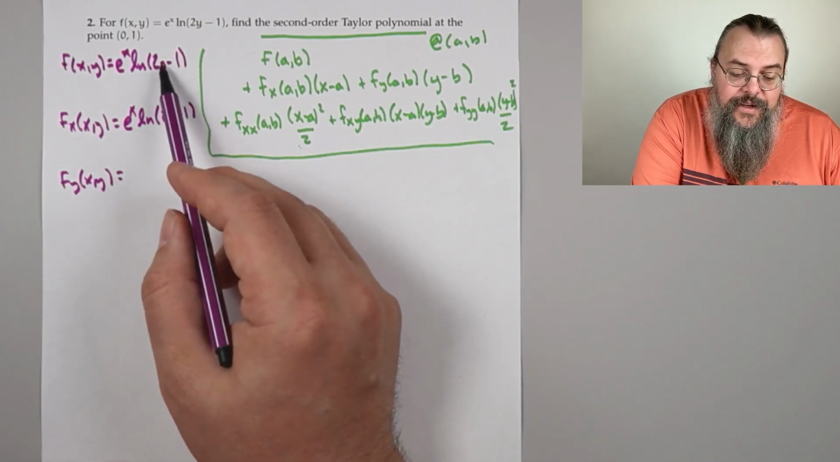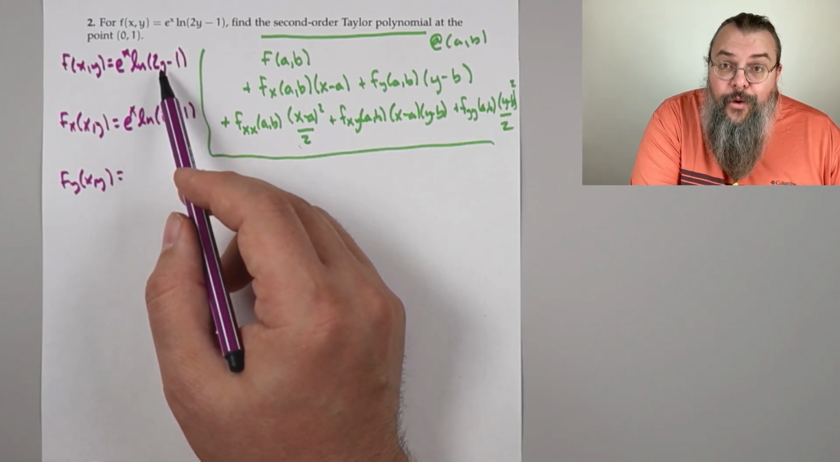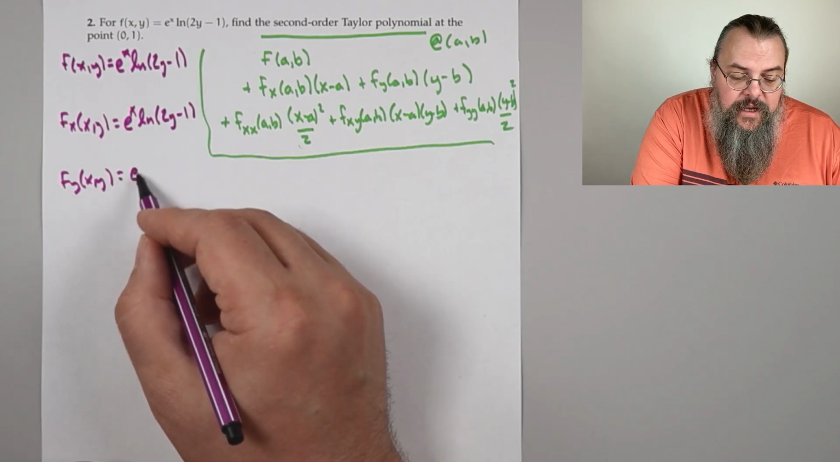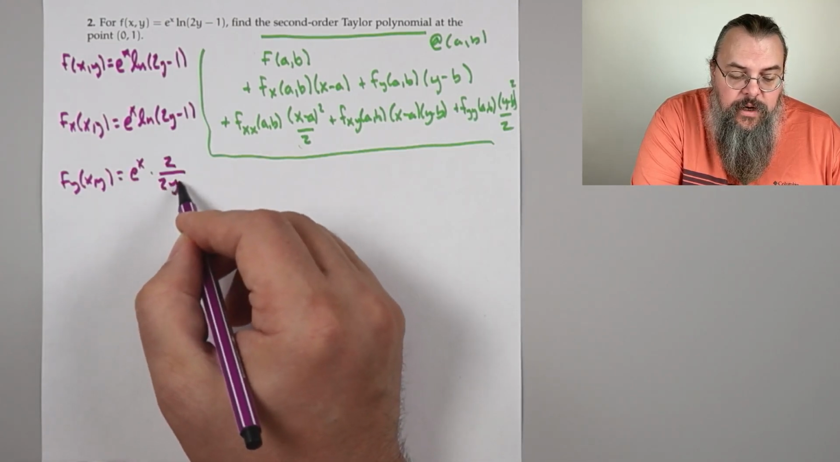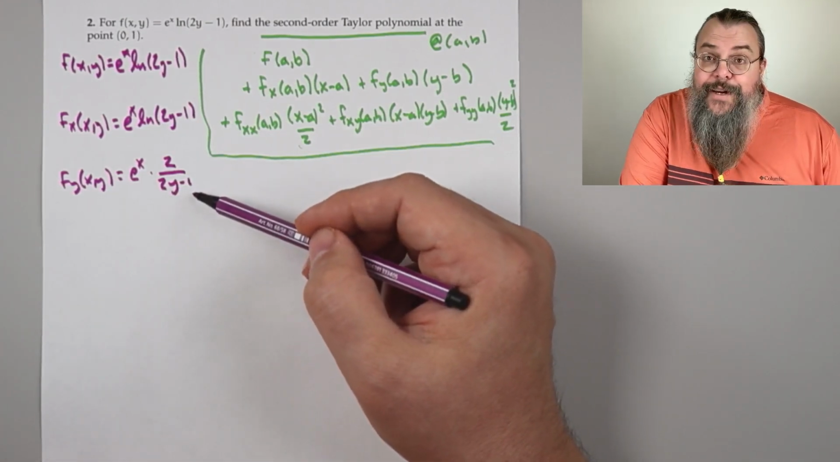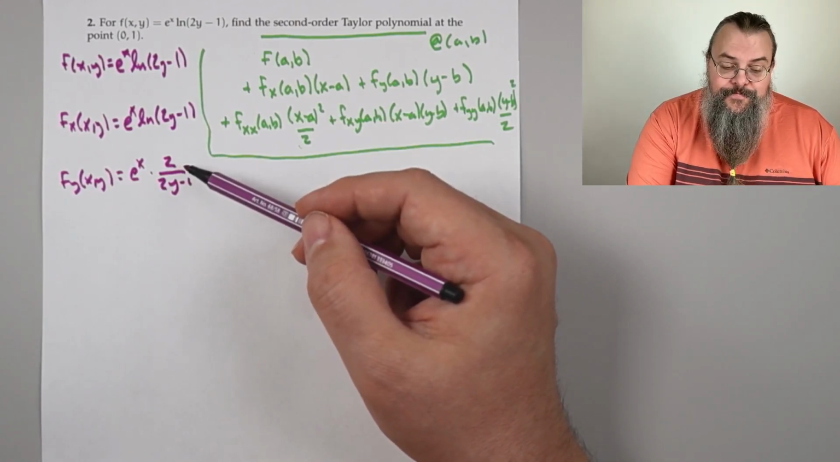You say, okay, derivative of natural log is 1 over the inside times the derivative of the inside. So it'll be e to the x times 2 over 2y minus 1. So 1 over the inside, that's why the 2y minus 1 is downstairs. The derivative of 2y minus 1 is 2.